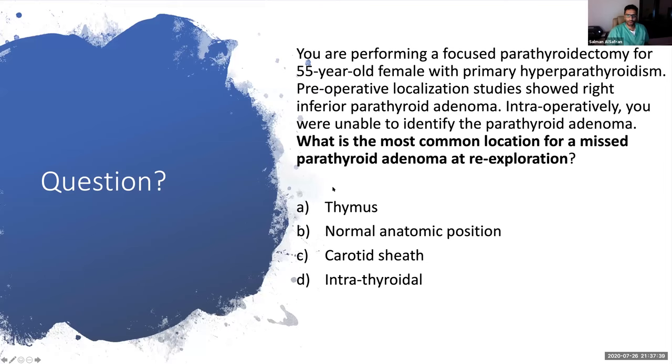All right, so you are performing a focused parathyroidectomy for a 55 years old female with primary hyperparathyroidism. The preoperative localization study showed the right inferior parathyroid adenoma. Intraoperatively, you were unable to identify the parathyroid adenoma. What is the most common location for missed parathyroid adenoma at re-exploration? The results are up on the screen.